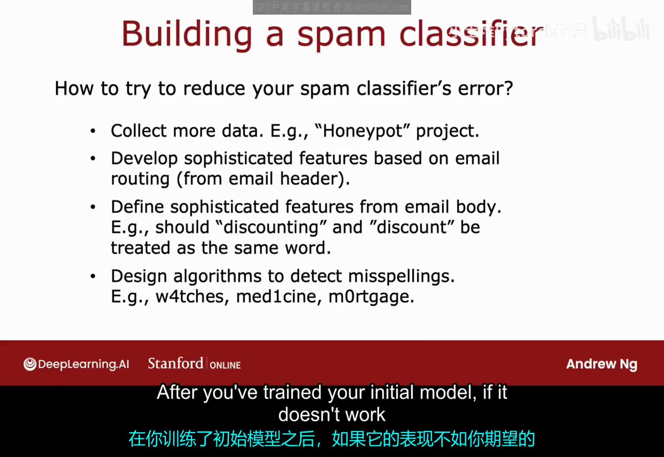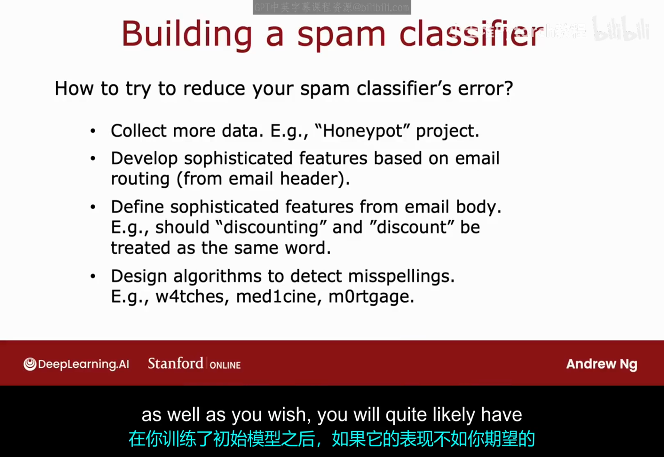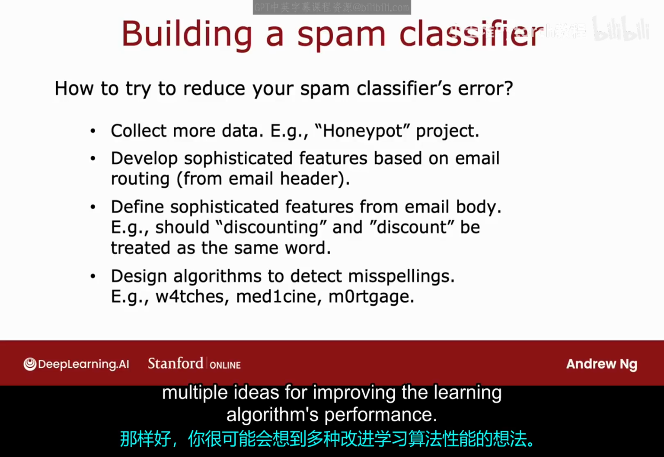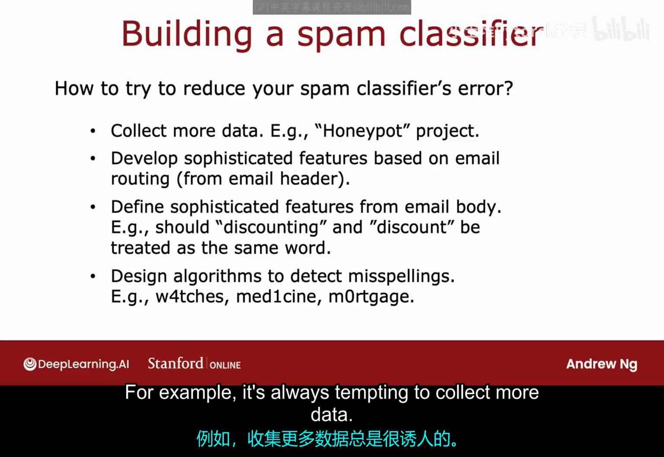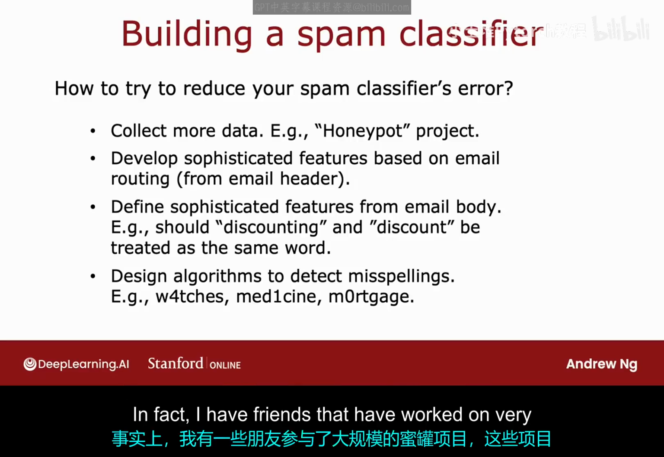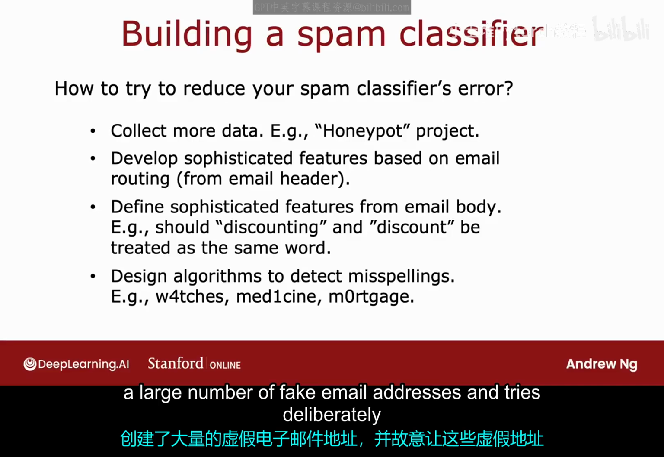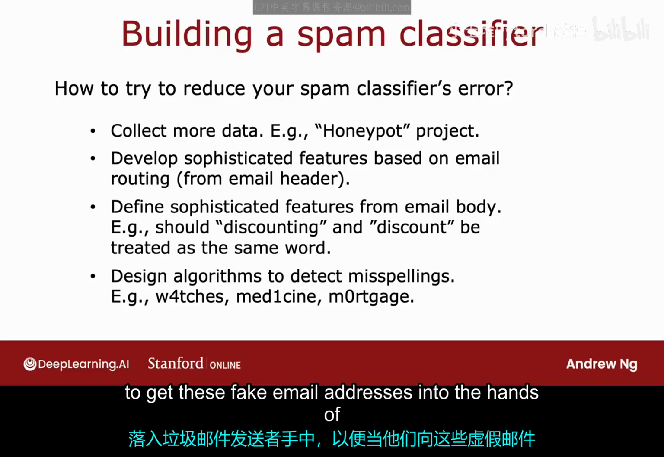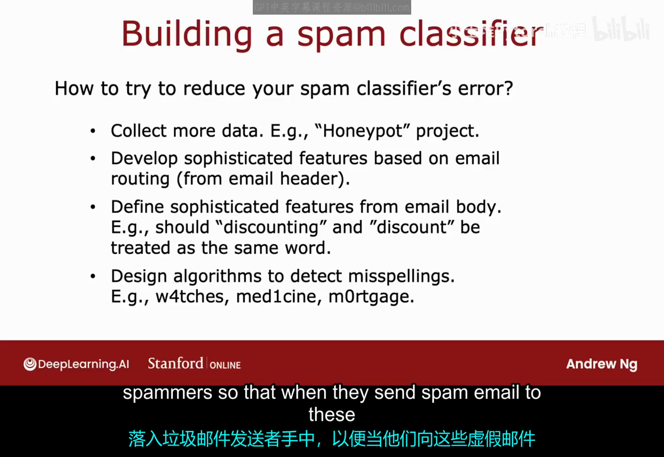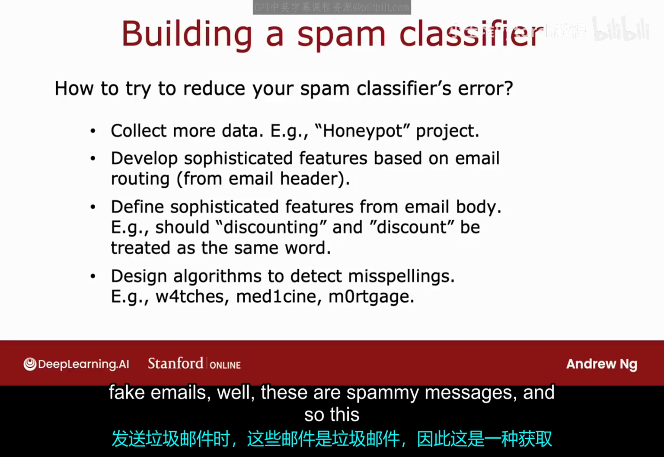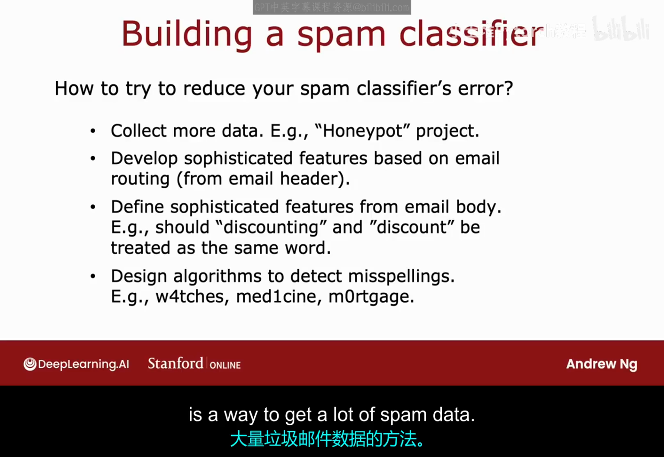After you've trained your initial model, if it doesn't work as well as you wish, you will quite likely have multiple ideas for improving the learning algorithm's performance. For example, it's always tempting to collect more data. In fact, I have friends that have worked on very large-scale honeypot projects, and these are projects that create a large number of fake email addresses and try deliberately to get these fake email addresses into the hands of spammers, so that when they send spam email to these fake emails, well, we know these are spam messages. And so this is a way to get a lot of spam data.